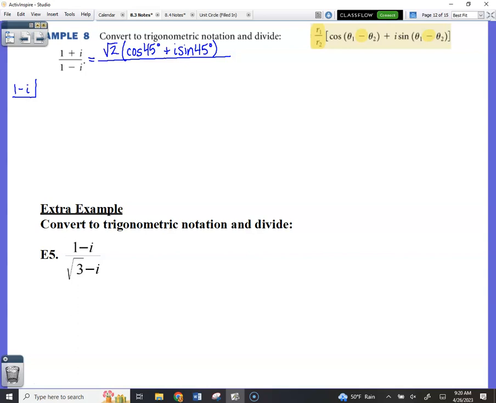Right, you have the trig notation for 1 minus i. I'm going to write it, and if you didn't get it, then I will work it out. Did you find r to be square root 2? And did you find theta to be 315? Yes?